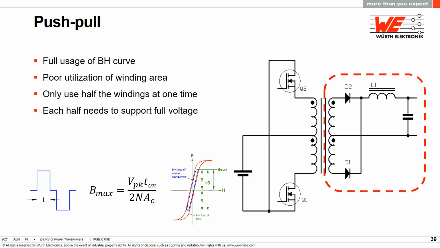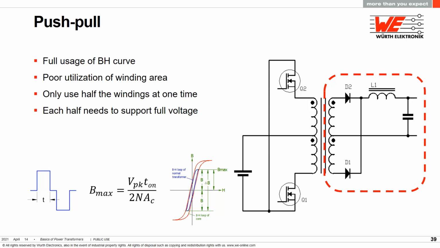The drawback of this circuit from a transformer point of view is we're only using half of the windings at any one time. It's like building two transformers on one core because each primary has the full input voltage at the input and you're only using one at a time. Though it makes good use of the core, it's not the best use of the winding space.